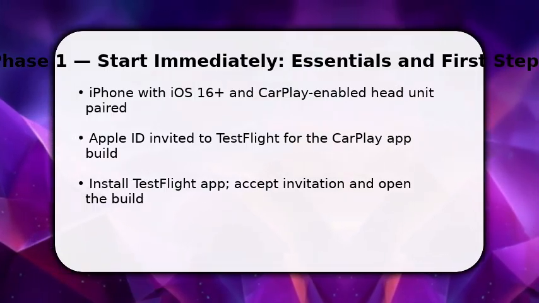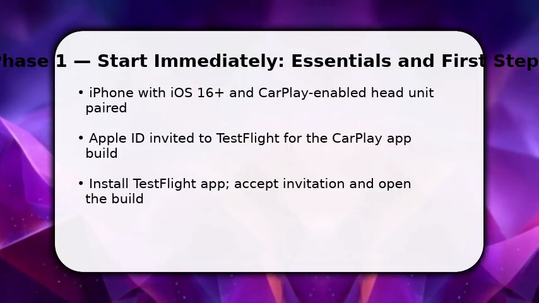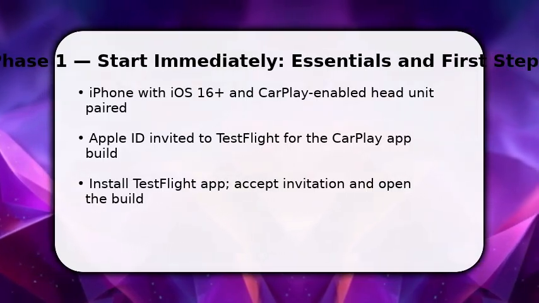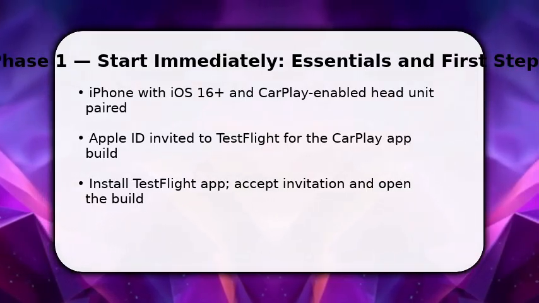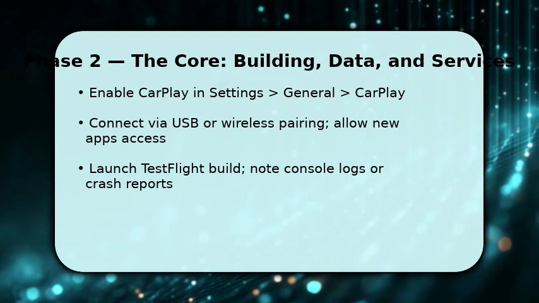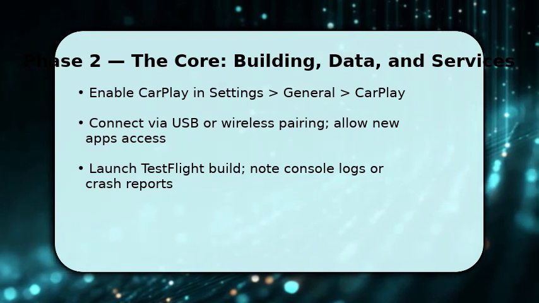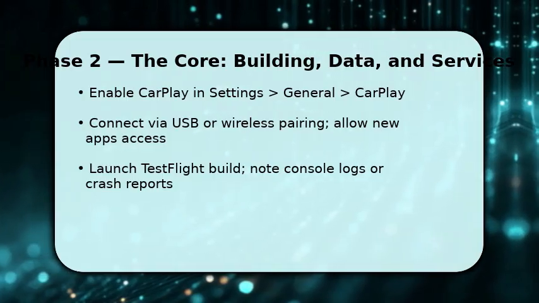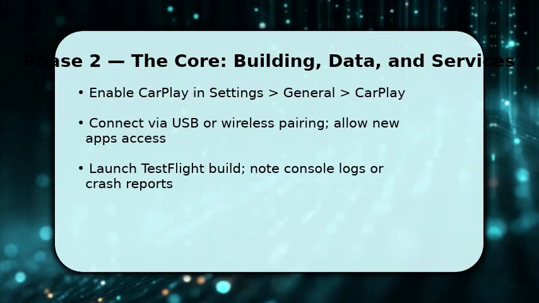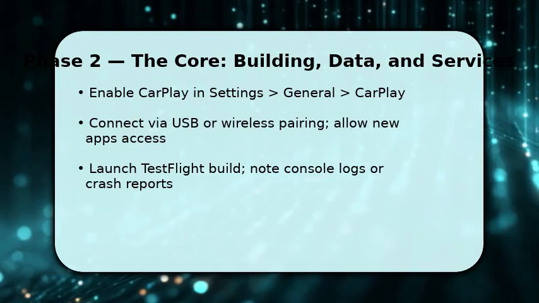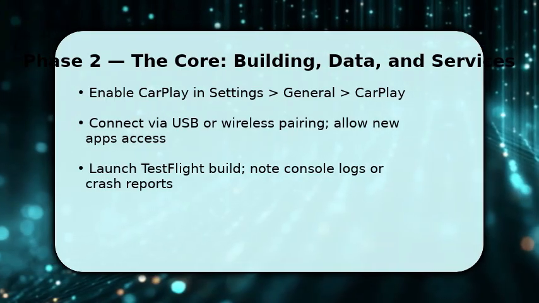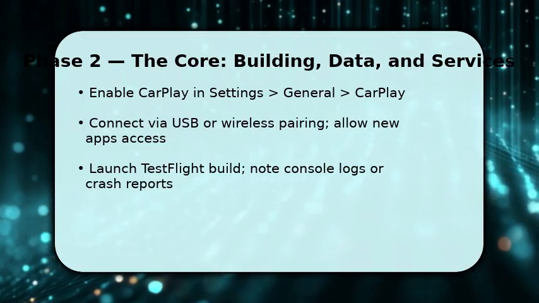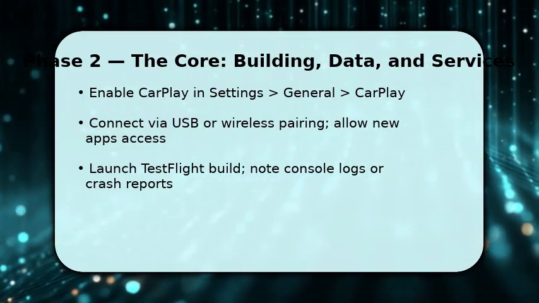This step grants the app the entitlements needed to appear in CarPlay, so make sure the invite matches the Apple ID on your phone. You need to connect and enable the build. Go to Settings, General, CarPlay, and confirm your vehicle is listed. Then connect by USB or pair wirelessly. Allow new apps and permissions when prompted. Open TestFlight and launch the installed build. Make sure you select the CarPlay-capable mode inside the app if required.